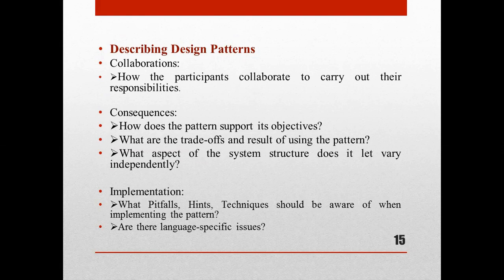Then consequences. Consequences are like how does the pattern support its objectives? What are the trade-offs and results of using the pattern? What are the trade-offs and what are the results we are going to get after using the particular pattern? Then what aspect of the system structure does it let vary independently? That structure will be changed after using any particular pattern in that software design.